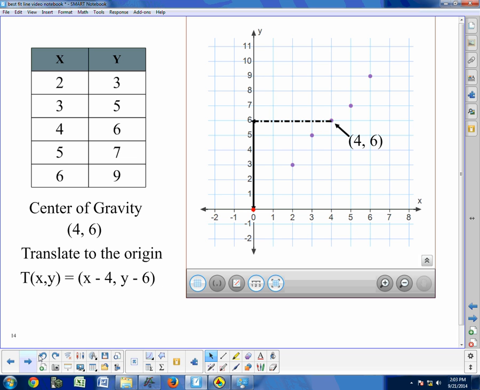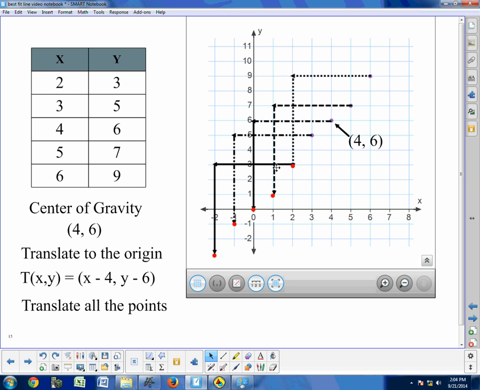Now if we take that point and translate it to the origin, and translate every other point using that same transformation, a slide to the left of 4 and a slide down of 6, remember this transformation because we're going to be using the inverse at the end. If you translate all the points so that the new center of gravity is at the origin, we can concentrate on this new set of data without having to worry about the y-intercept.